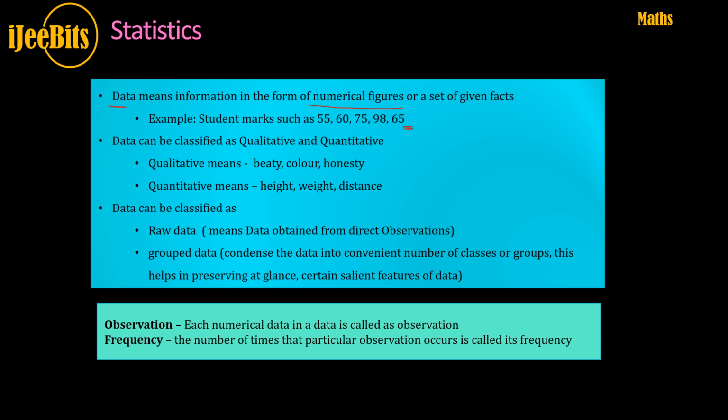Not necessarily always numbers, right? You can also have different data. Let's say data can be classified as qualitative and quantitative. Agree? So what is qualitative? Beauty, color, honesty, etc. These kinds of things we can call qualitative data. Quantitative data is numeric values like height, weight, distance. You have some kind of numbers, right? This is the value that you can assign to it. So that's why qualitative and quantitative are the two classifications of data.